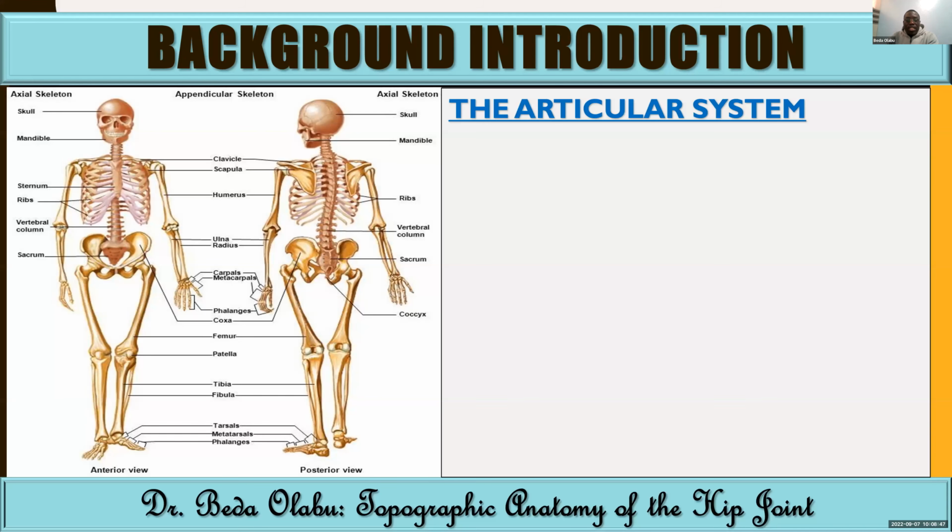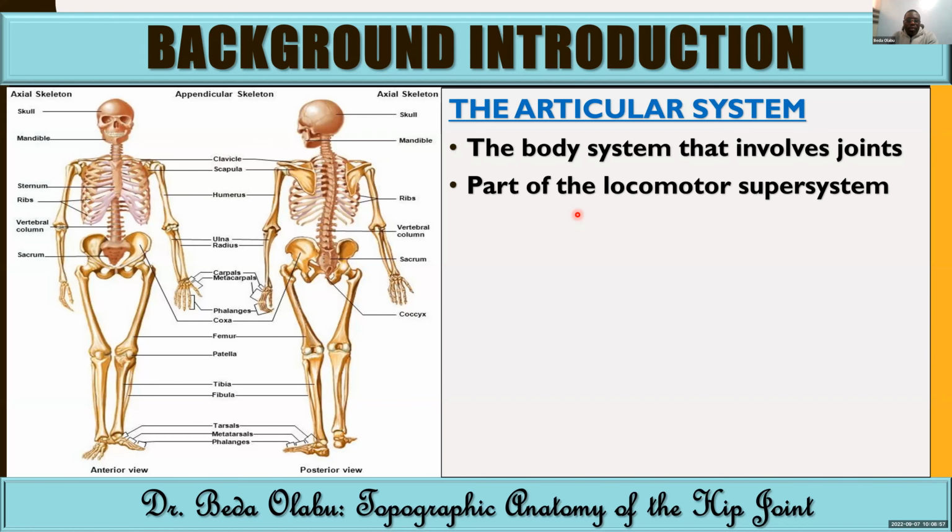Now, just as a matter of introduction, when you talk about articular system, we are referring to that system of the body that is concerned with joints. Remember, joints are important in movement, and so joints are part of the locomotor supersystem. The other components of the locomotor supersystem are the skeletal system as well as the muscular system. Now let's narrow down to joints in particular.